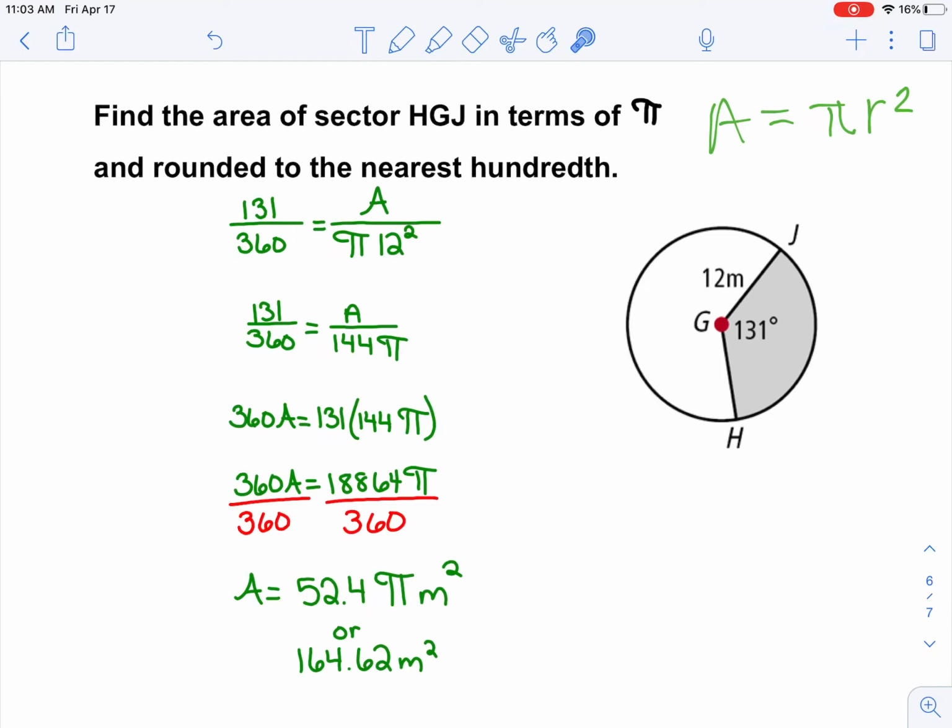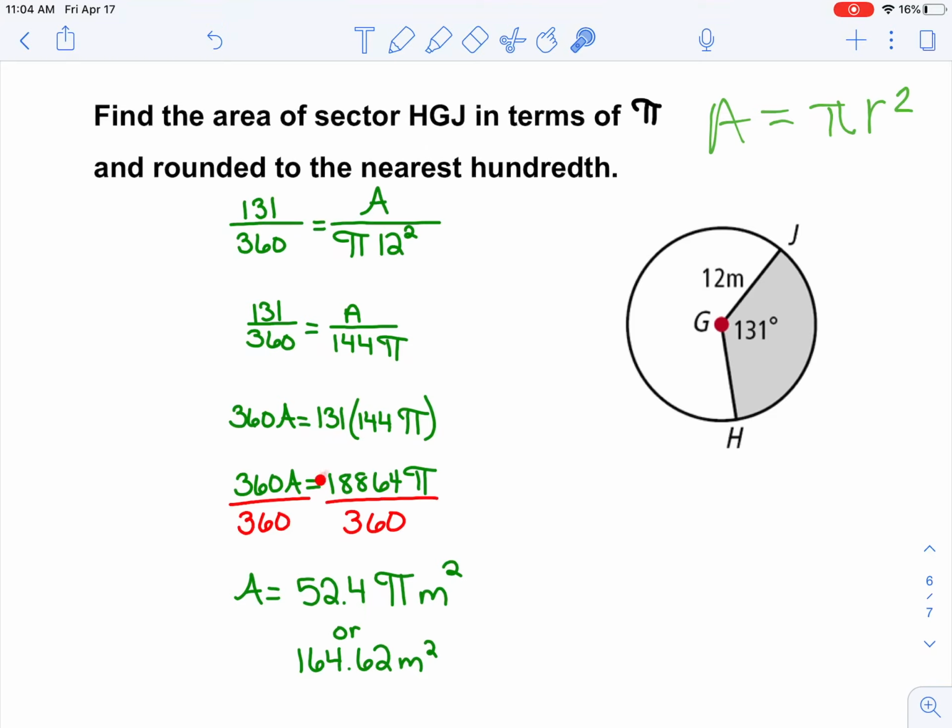And now that our proportion is simplified, we can cross multiply. So we took 360 times A equals 131 times 144 pi. Once we are at this step, and we want to take one more step to solve for A, we can divide both sides by 360. So that makes those 360s cancel out and leaves us with just A, which is what we wanted.